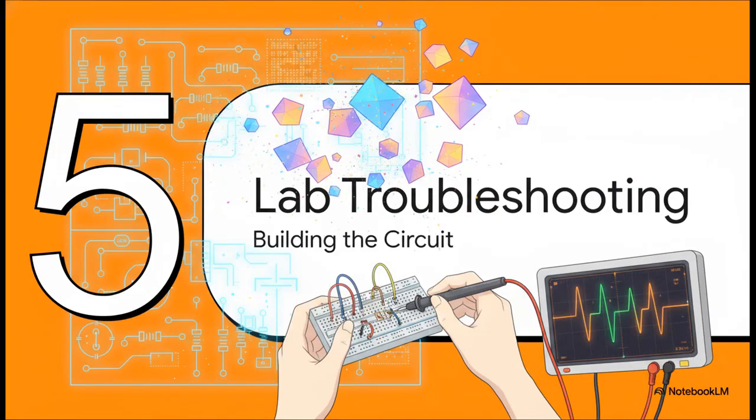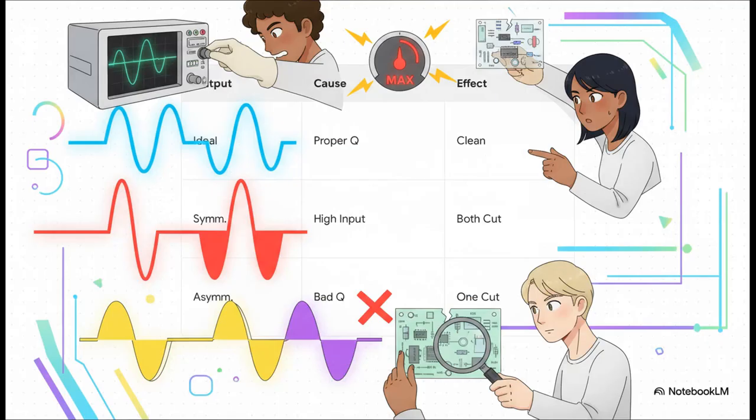Section 5, Real-World Lab Troubleshooting, where we actually build the circuit. When you finally hook your physical, real-world circuit up to an oscilloscope, there are specific signatures you need to hunt for. Ideally, you want to see perfect, clean sine waves. That's perfect linear gain. But if you see symmetric clipping, where both the top and the bottom of the wave are just chopped off flat, it simply means your input signal is way too loud for the amplifier to handle.